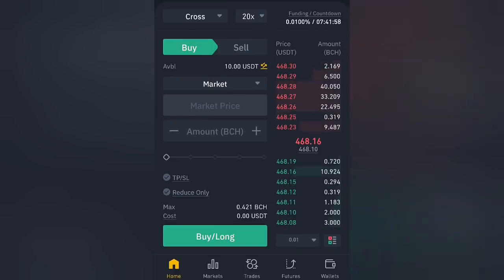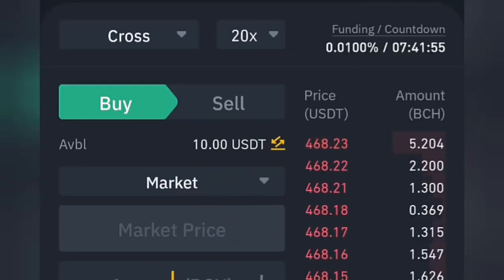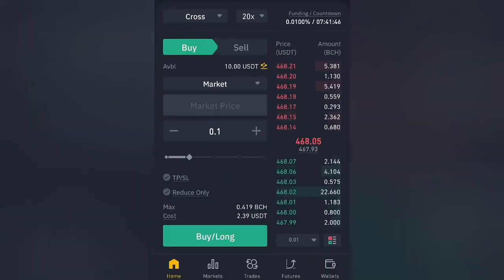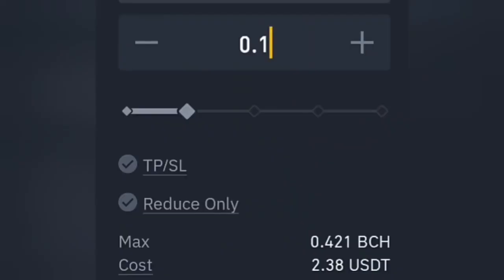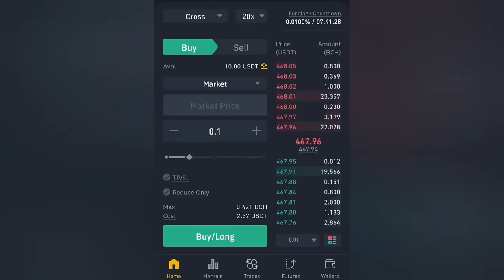For example, if I'm using 20x leverage and I want to buy 0.1, if you check the cost, that means how much it will cost me to open this position, you will see that it will cost me just 2.38 USDT to open this position. That's when I'm using 20x leverage. Now if I change to 50x leverage, I want to show you how much it will cost me.